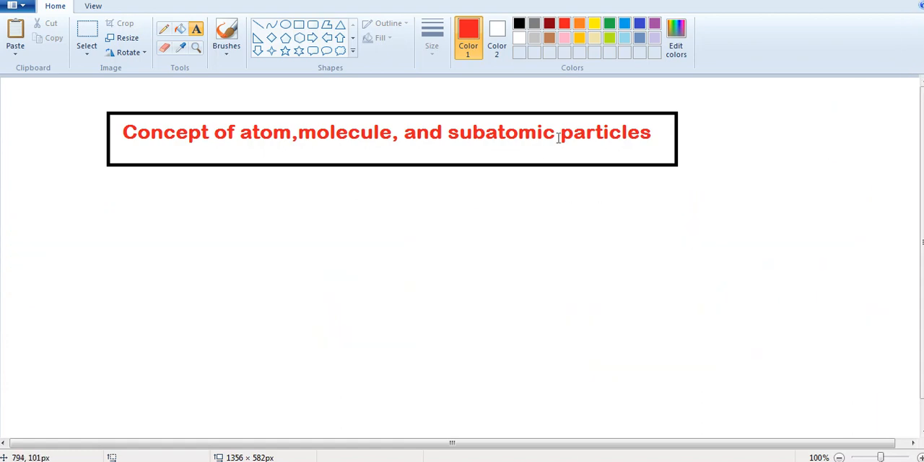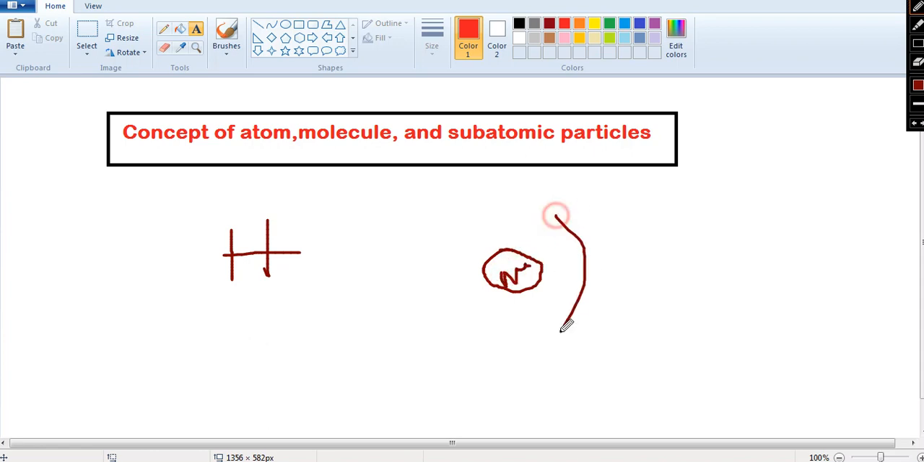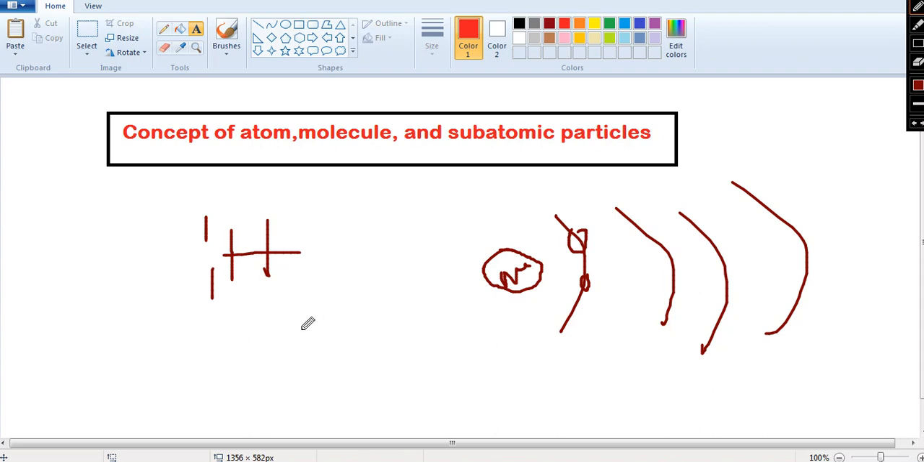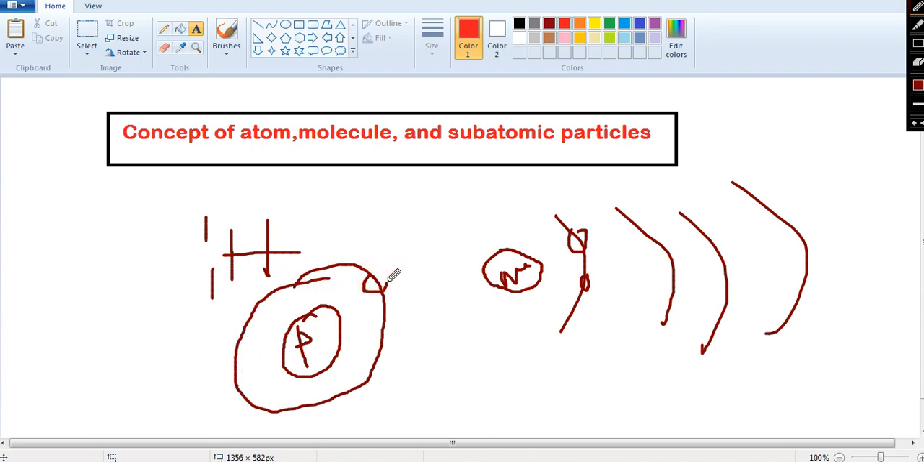Okay. Now, what is a subatomic particle? So now we understand what is atom, what is molecule. Now we take an atom of hydrogen. Now inside hydrogen, what is there? There is a nucleus, we all know. And around the nucleus we have different shells where electrons reside. In case of hydrogen, the atomic number is 1 and the mass number is only 1. That means there is a single proton in the nucleus, and around the proton one electron is moving. This is the hydrogen atom.